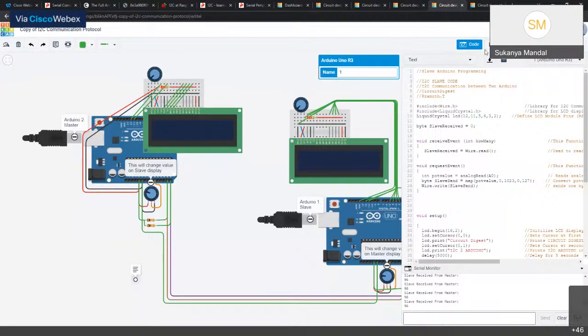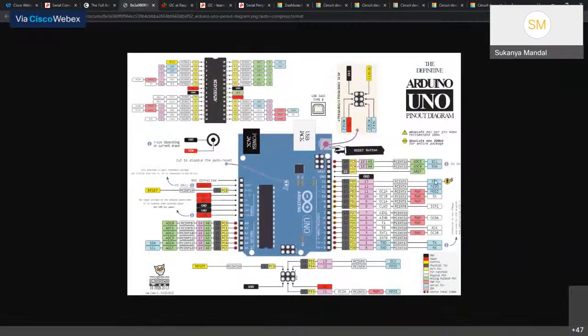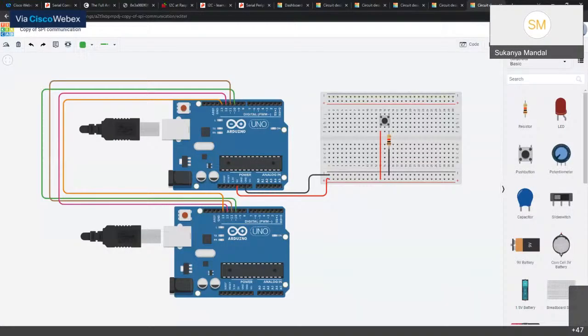Okay, just another example before we close off this session. So this is a typical example of an SPI. What is happening here is we have connected a push button, and both the SPI boards are connected to each other, and these are the SPI pins that we discussed. Clock, MISO, MOSI, and SS. So this is how SPIs are connected.